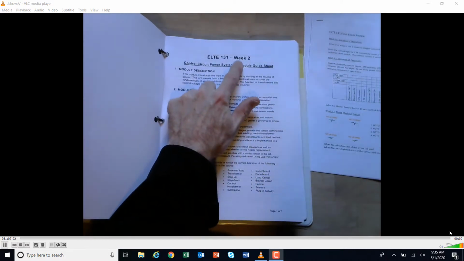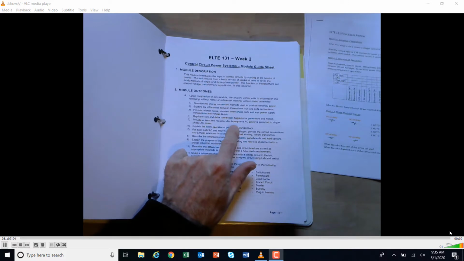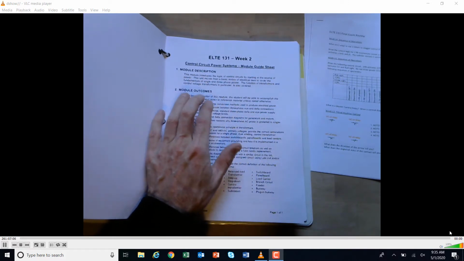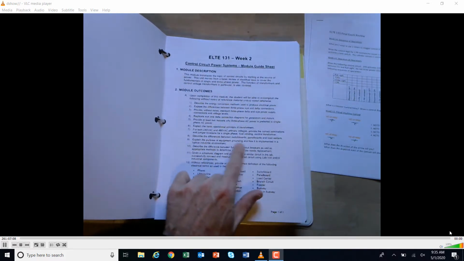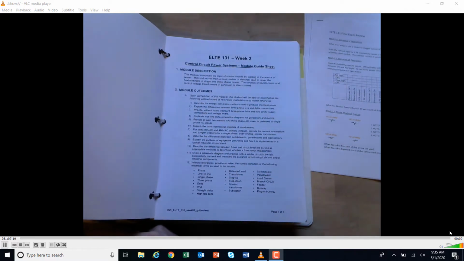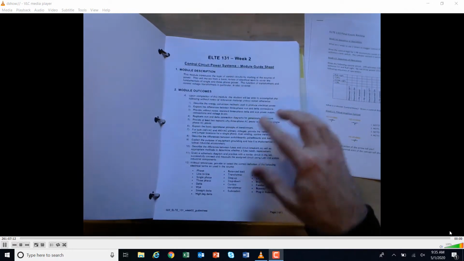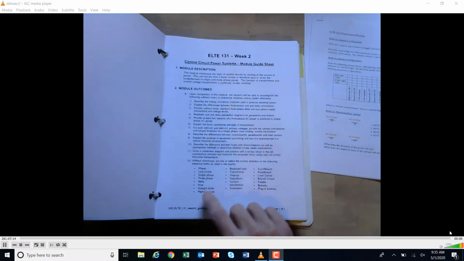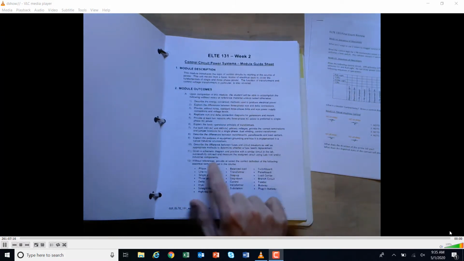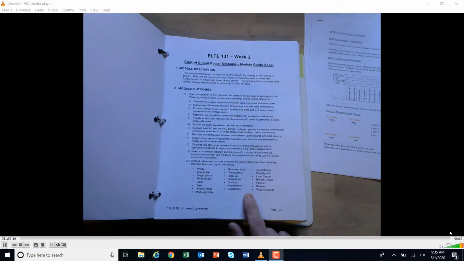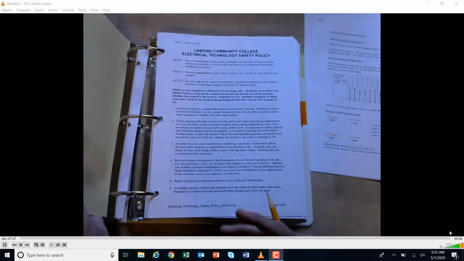For example, in week 2 here at the beginning, there's a paper, and it tells you everything that you were supposed to learn this week. So I would start by going week to week, taking a look at the module guide sheet and being sure that you know what these things mean and that you can answer the questions related to all these things, okay? So with that said, I'm going to go ahead and go over this final exam review sheet.